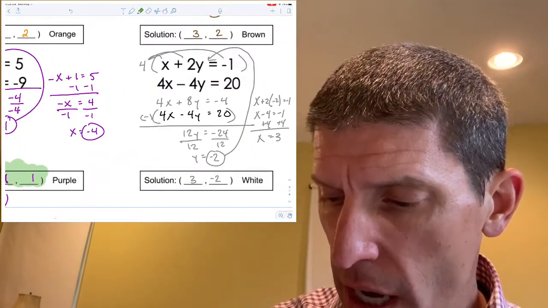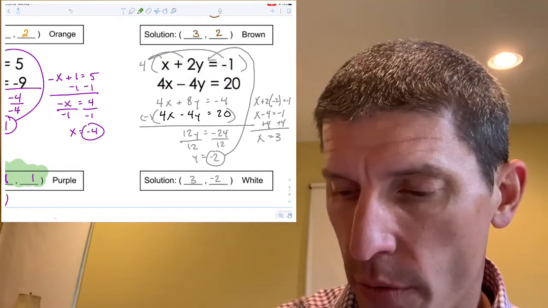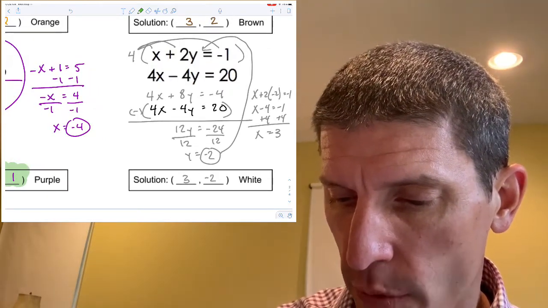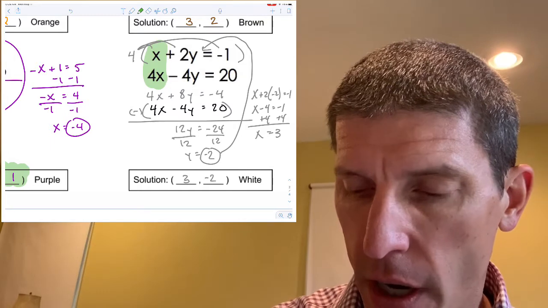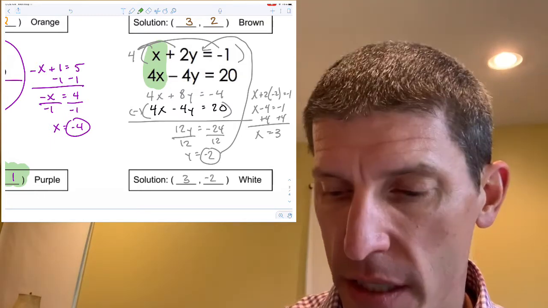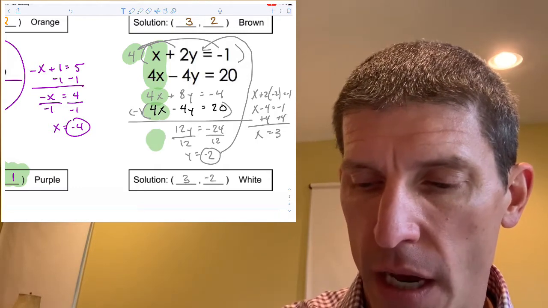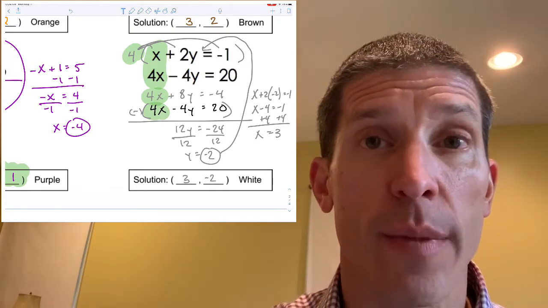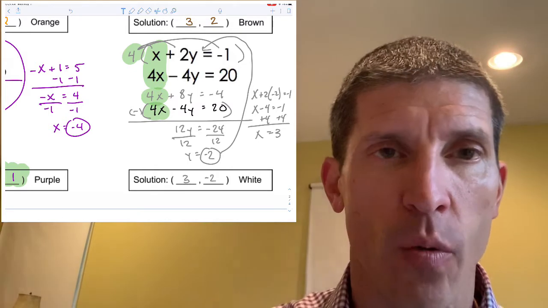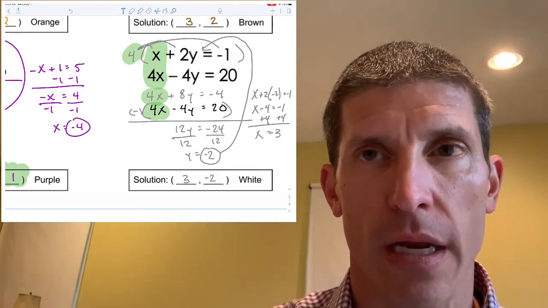And the last one, I couldn't write in white, so I wrote in gray. I decided to make those common x's. I multiplied by 4 to get 4x. I subtracted them and they eliminated. And again, the common theme here is that you want to make sure you have common x's or common y's, so you can add or subtract to eliminate. That's the idea.